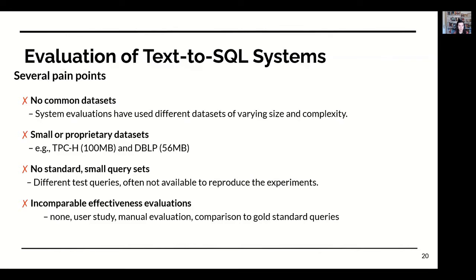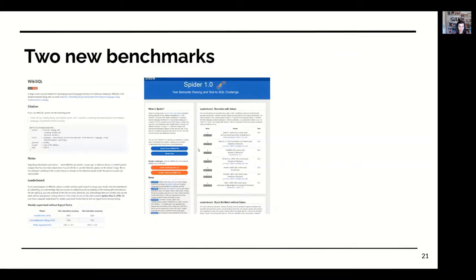All these conditions essentially do not allow us to have a clear idea of how different systems compare to each other. An additional problem is that whenever they do effectiveness evaluations, they use different methods. They could use a user study, they could do a manual evaluation, and some of them could compare to gold standard queries and so forth. This has changed with two new benchmarks that we're going to discuss in a minute, which provided pairs of NL and SQL queries and made possible the development of deep learning techniques for text-to-SQL systems. Let's take a look at each one of those in more detail.